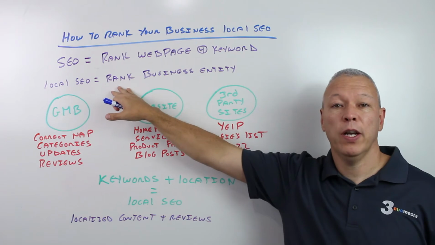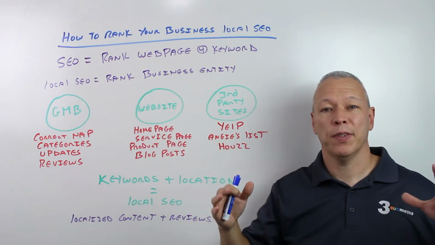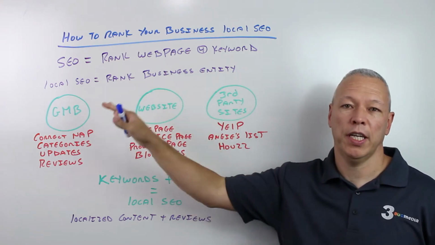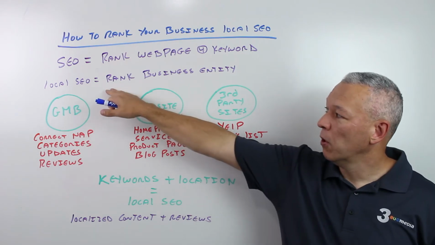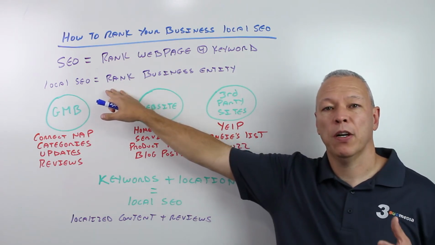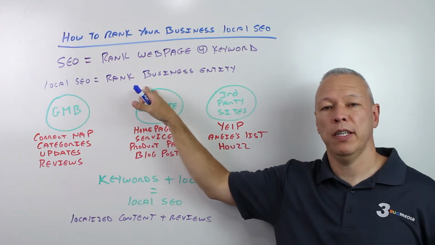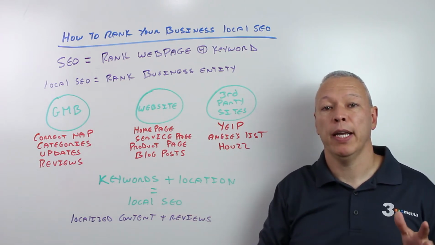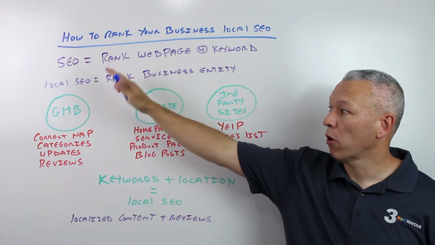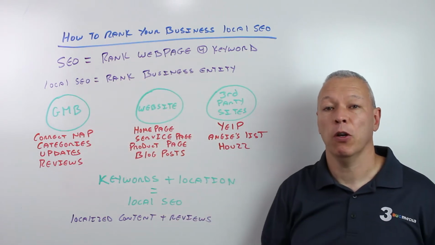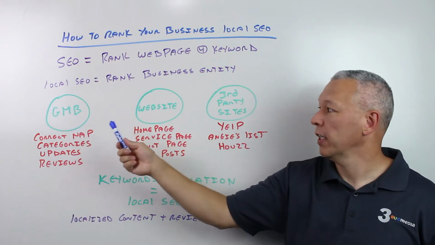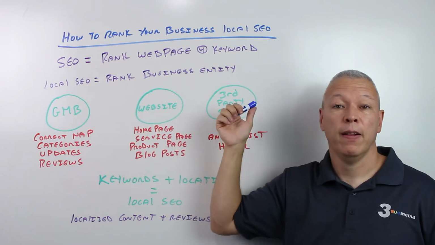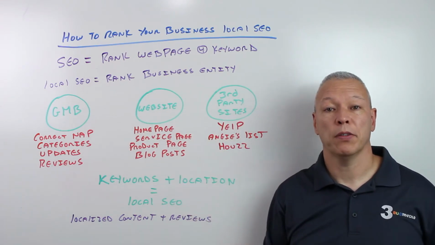Now, when it comes to local SEO, it's much broader and a lot more complicated, I would say. It's not necessarily harder, but you have to have a broader understanding of how it works. You're not trying to rank a web page on your website, you're trying to rank your business entity as a whole online, and your website and its pages only play one role in that broader picture. So local SEO covers your Google My Business listing, your website, and third-party sites. There are three different types of properties that encompass local SEO.